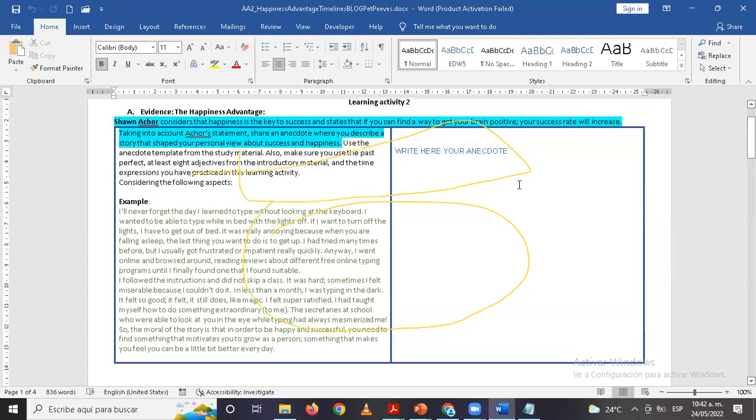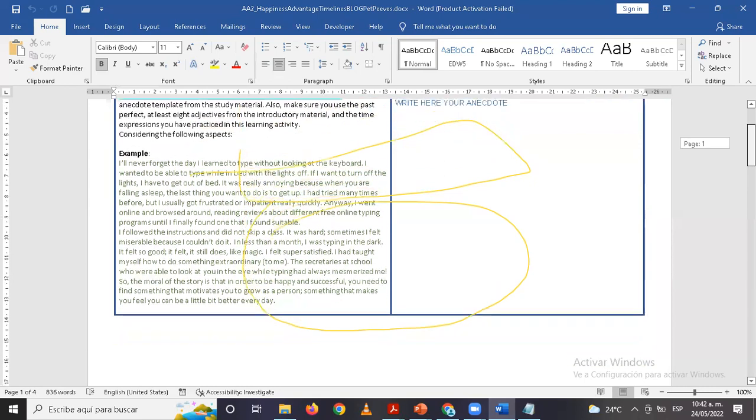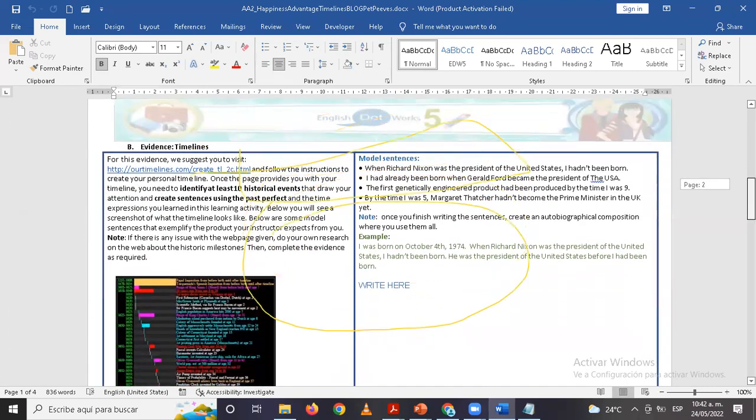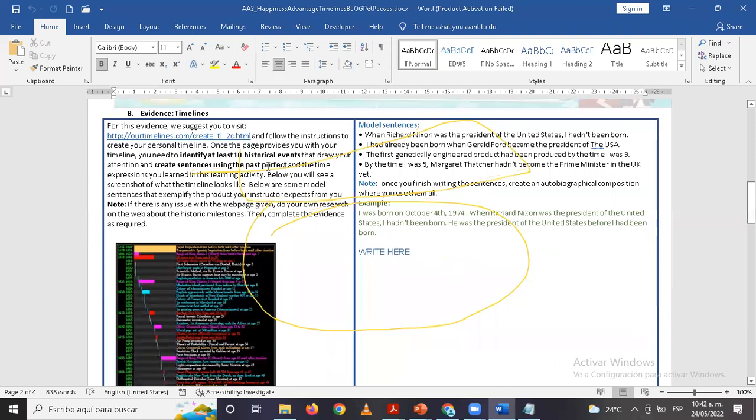Van a escribir una anécdota, ¿cierto? Sacando pues como ventaja de esos momentos más felices en sus vidas y tratando de explicar por qué ese momento, de alguna forma, ese momento feliz, de alguna forma ha hecho la persona que usted es hoy, ¿cierto? Acá encuentran un ejemplo.